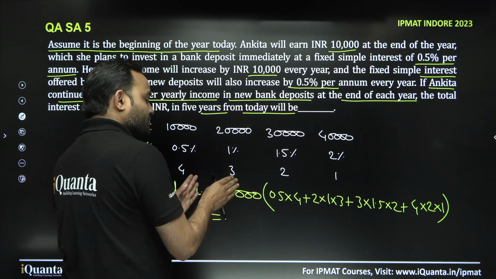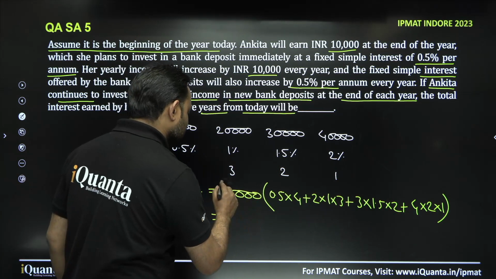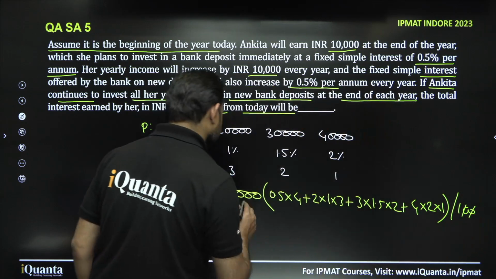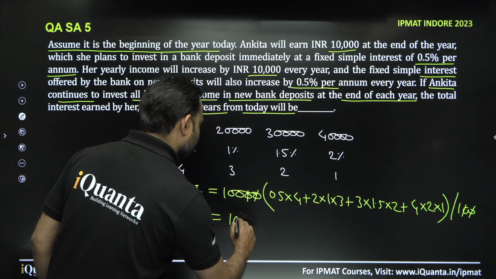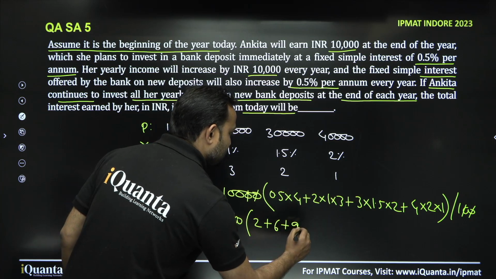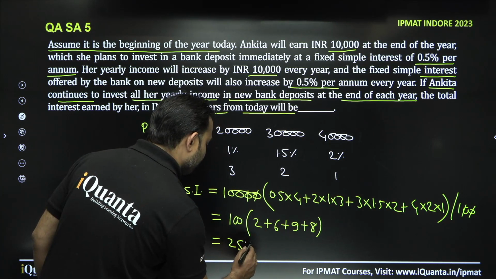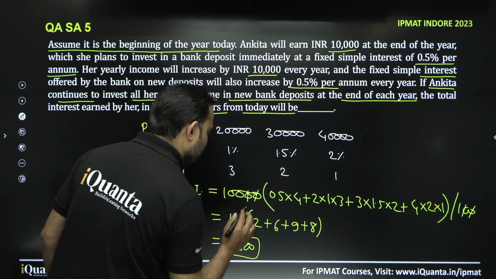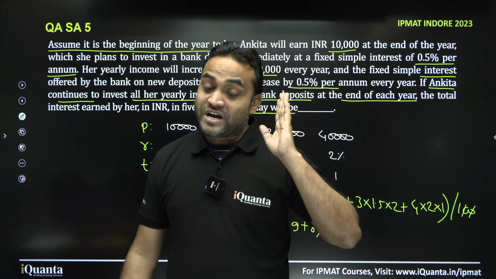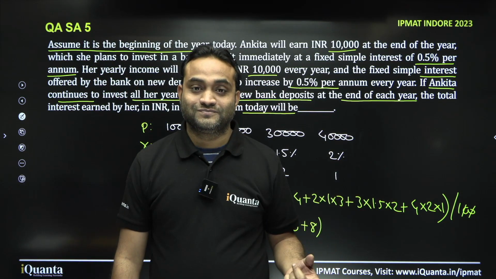ओके, प्रिंसिपल इंटू टाइम इंटू ईयर एंड दिस will be divided by 100 at the end. So this 100 is cancelled out. I will get 100 into 2 plus 6 plus 9 plus 8. देखो कितनी इजीली ये आ गया 2500 कम से कम कैलकुलेशन में, है ना. ज़्यादा कुछ करने की ज़रूरत नहीं है. In fact you can do this calculation in your mind also.